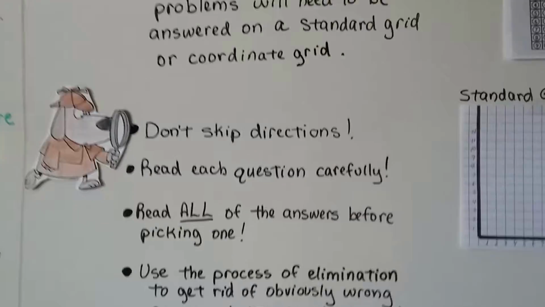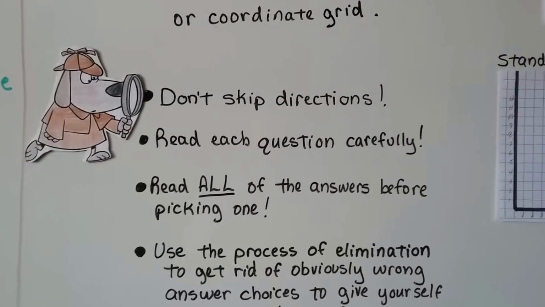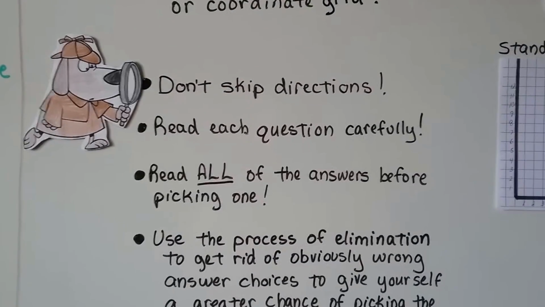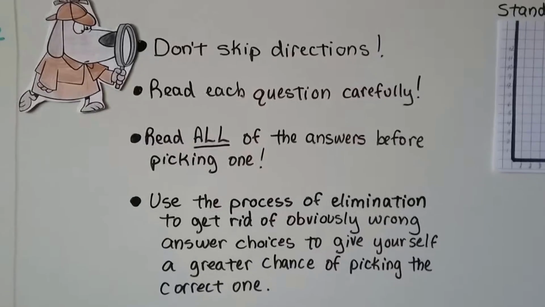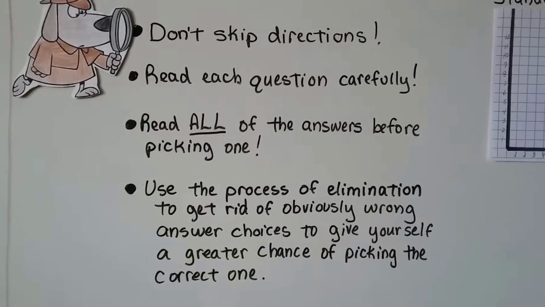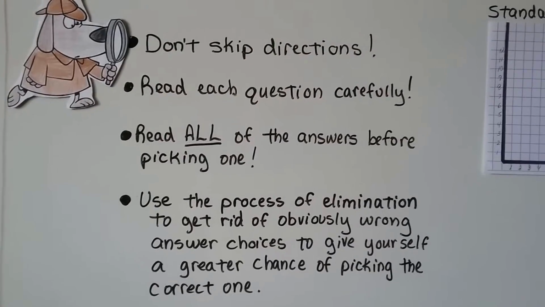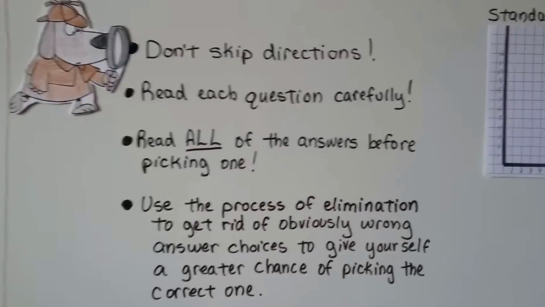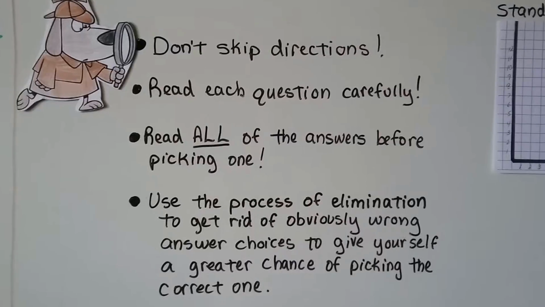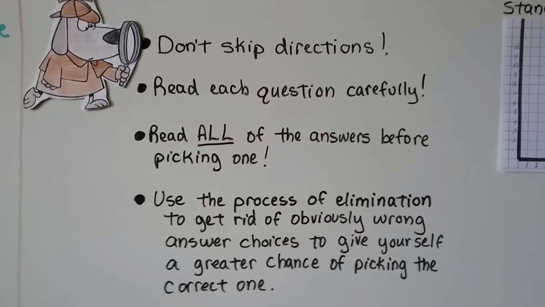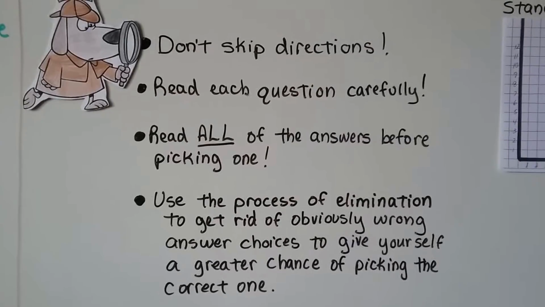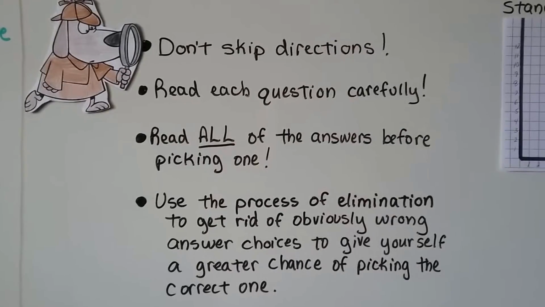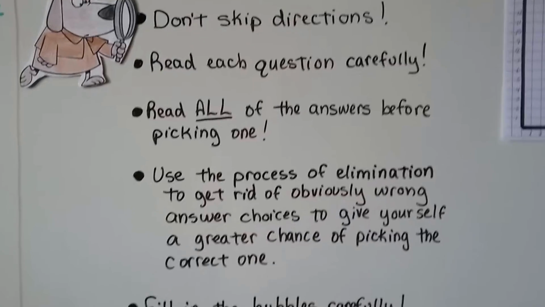Now don't skip directions. Read each question carefully. Read all of the answers before picking one. And use the process of elimination to get rid of obviously wrong answer choices to give yourself a greater chance of picking the correct one. So if you really don't know the answer, look at the ones that you know it's absolutely not. So if you're just going to guess, at least you'll have a better chance of guessing the right one, okay? Because it's better to guess than to leave one blank.